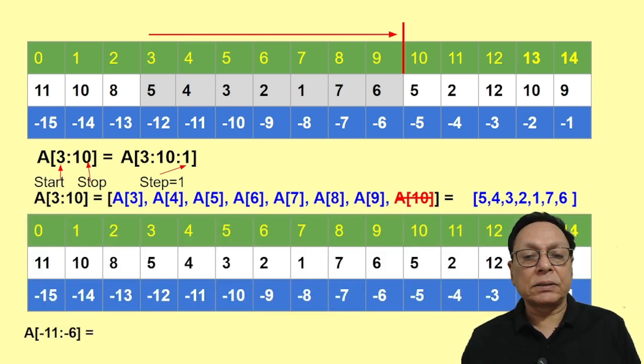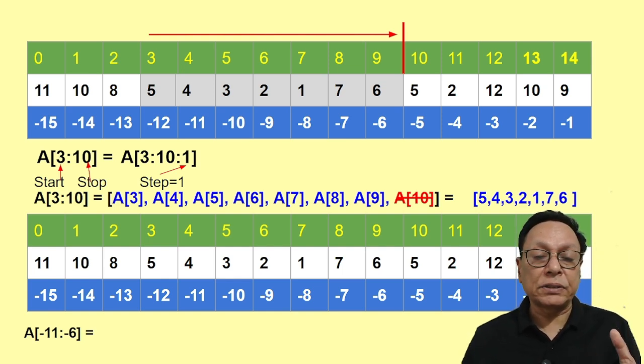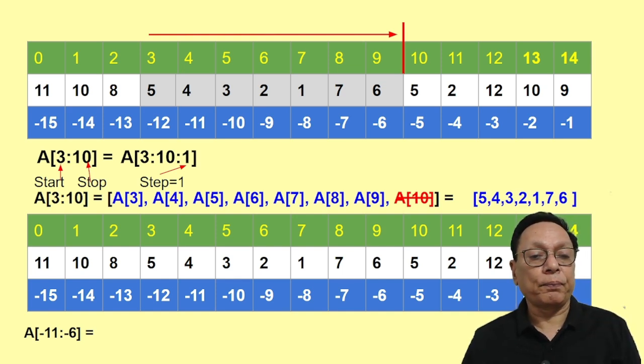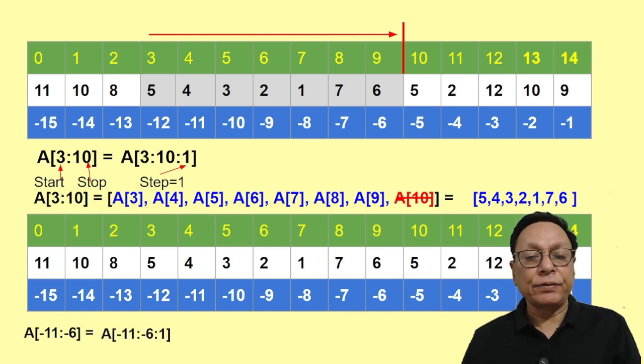If you look at this example, minus 11 to minus 6, and there is no step. So when there is no step, it means the step is positive 1. So the positive 1 means minus 11 to minus 6 and step plus 1. So minus 11, then minus 10, minus 9, minus 8, minus 7, and minus 6 we have to exclude.